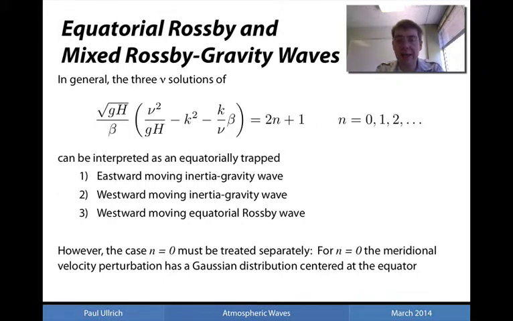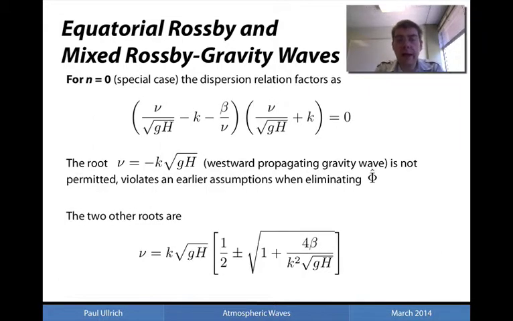However, one should take into account that there are eastward solutions of the shallow water equations in general, and those are the equatorial Kelvin waves that we discussed earlier. For the case that n equals 0, we have a special case actually. For n equals 0, the meridional velocity perturbation has a Gaussian distribution centered about the equator. And so this leads to a particular special case. The dispersion relation in this case factors as seen below.